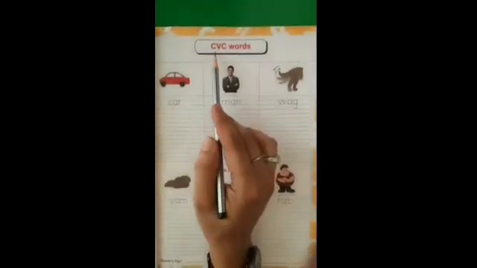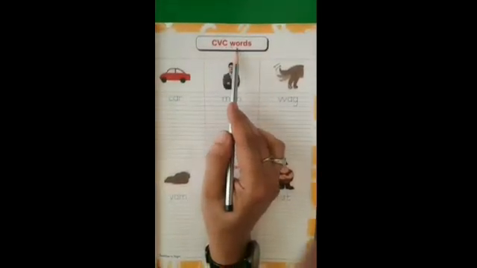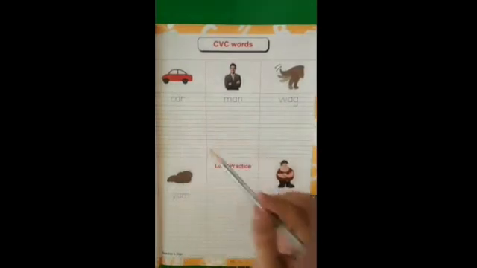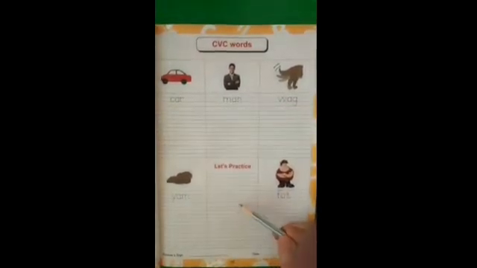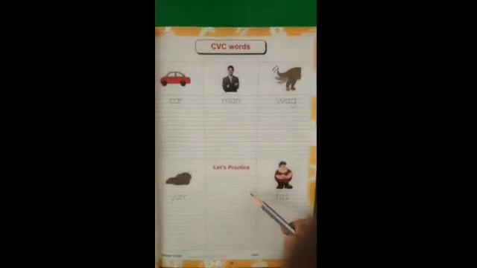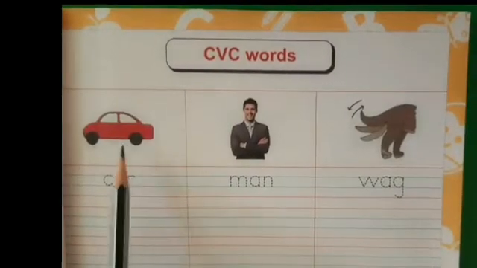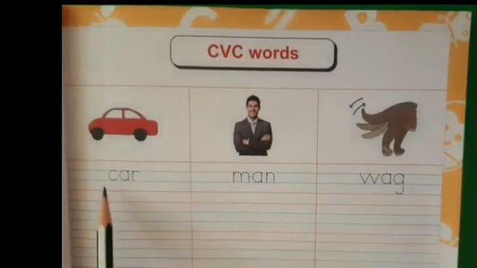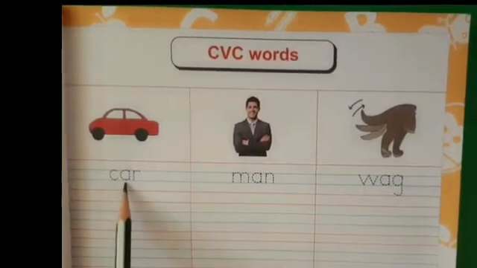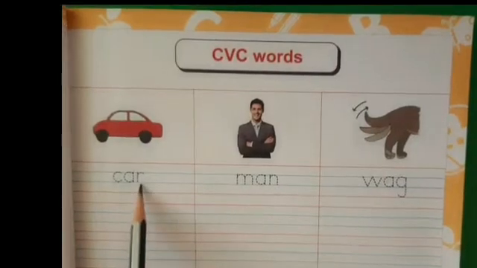Children, today we are going to write CVC A sound words in our English classwork book, page number 6. This is a car. How do we spell car? C-A-R, car.